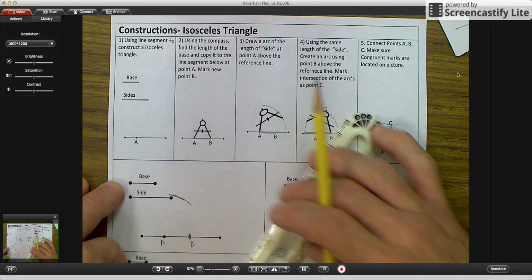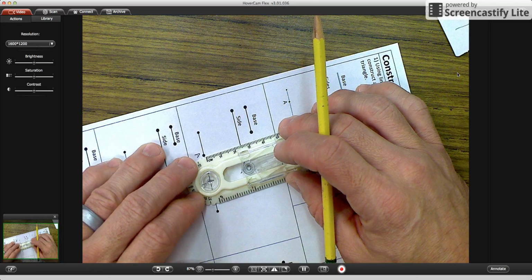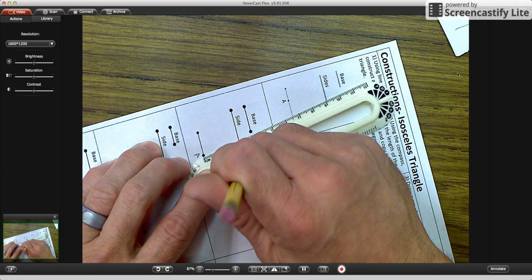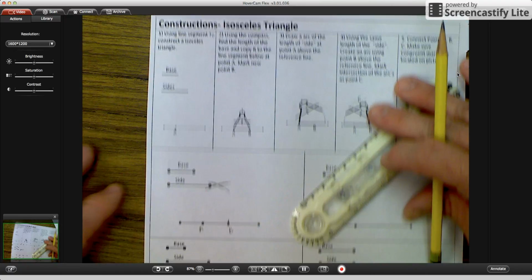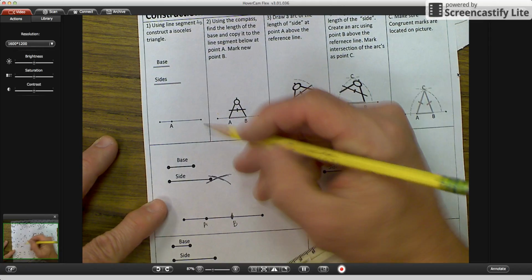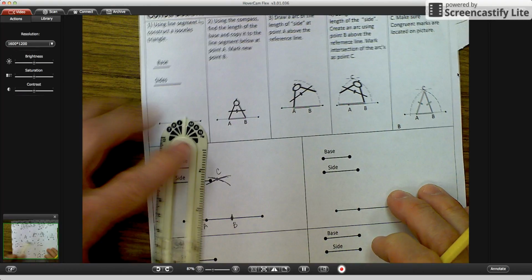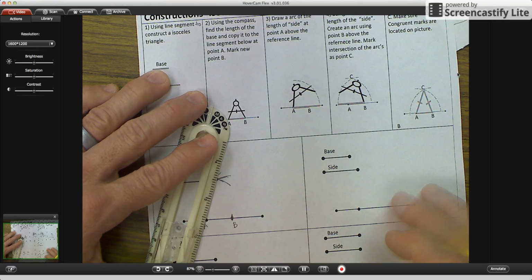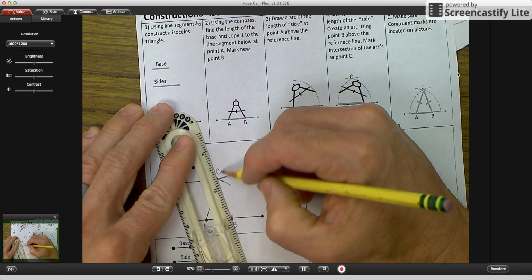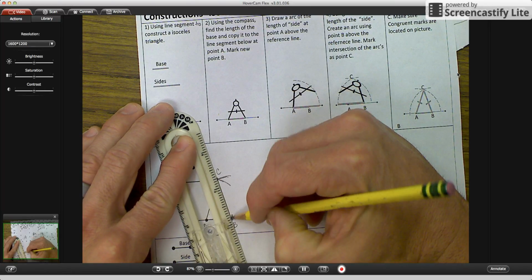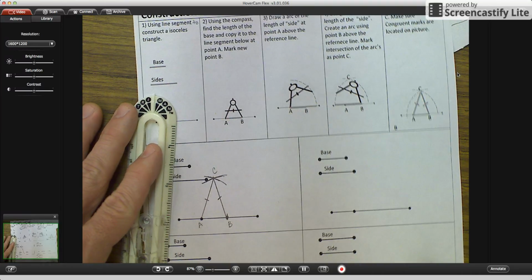Okay, and likewise, I'm going to turn my paper. We're going to do the exact same thing from our endpoint B, keeping the same distance. Another arc, kind of like when we did our perpendicular lines. And then this turns into point C. And then we draw our line segment that connects point A with point C, and point B with point C. And then we make the mark of our isosceles triangle.